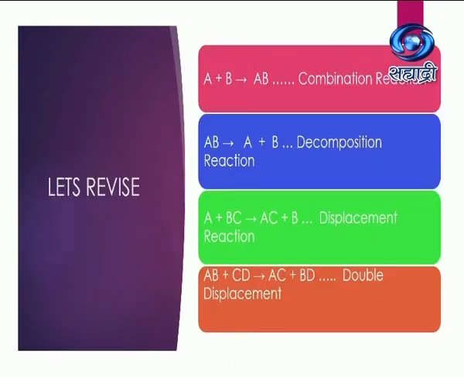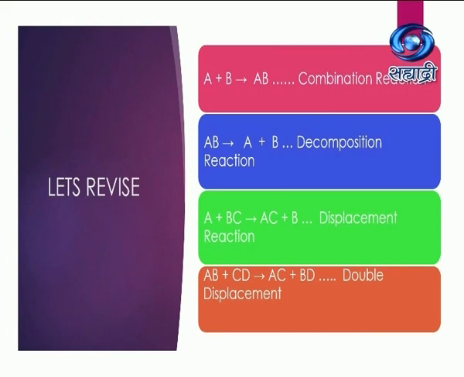So let us quickly revise all these reactions. A plus B gives AB, meaning two reactants reacting together to give a single product. We call it a combination reaction. AB as a reactant, when it reacts, gives A plus B. We call it a decomposition reaction. AB is getting decomposed in the product as A and B.